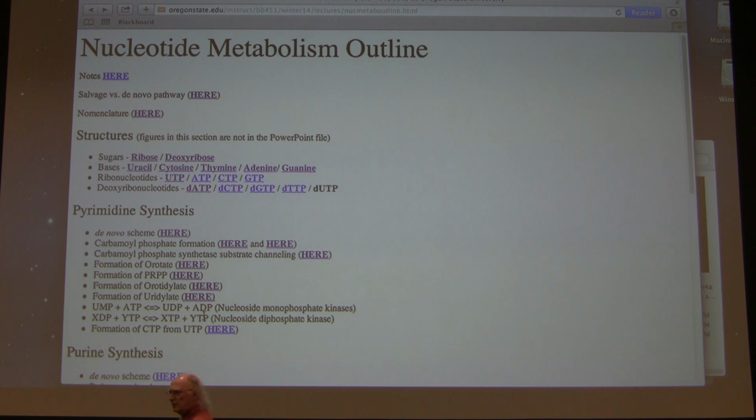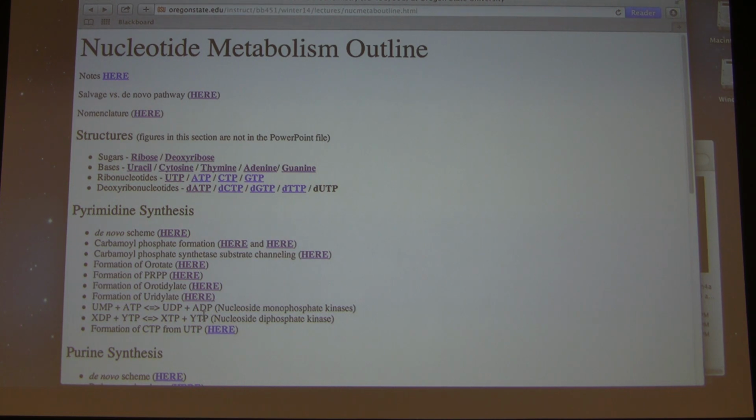UMP, as I noted, in order to be made into RNA, has to be made into the triphosphate first. To make it into the triphosphate requires putting two more phosphates on. There are two sets of enzymes involved in doing this. The first enzyme in this case is one of a class of enzymes that we call nucleoside monophosphate kinases. As we've seen before with the other enzymes we've talked about in the citric acid cycle and glycolysis and so forth, the name tells us what it does.